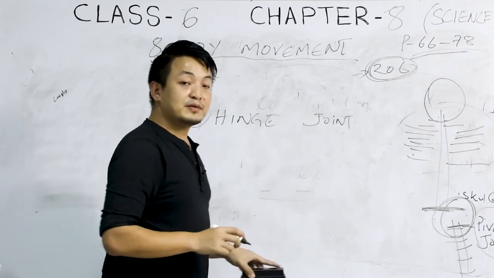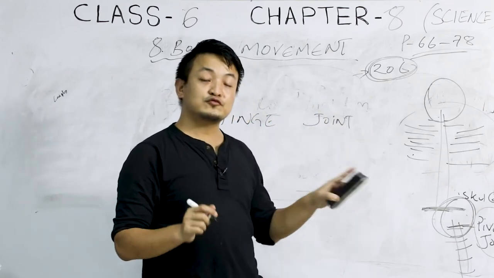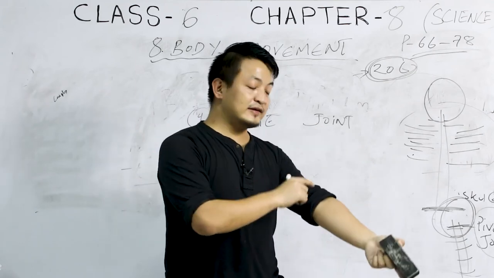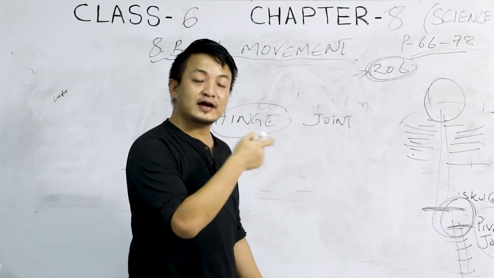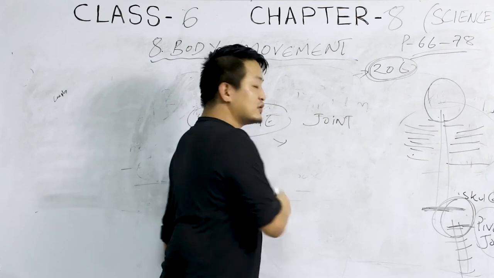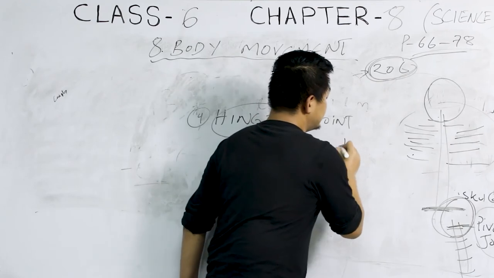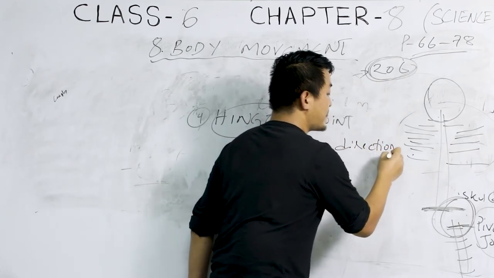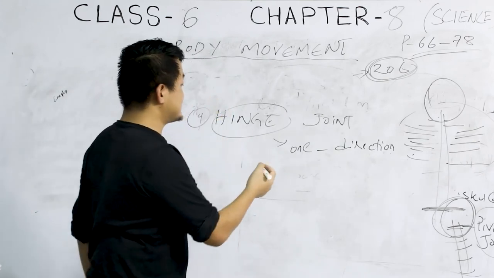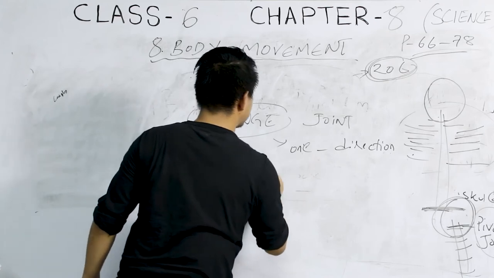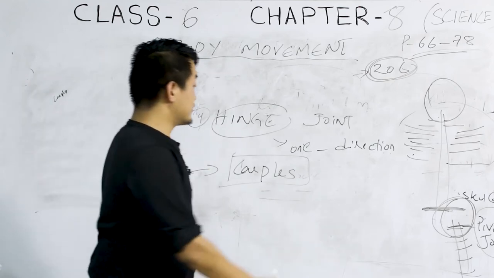So remember, in the forelimb and the hind limb, we have two types of joint: the ball and socket joint, and the hinge joint. This hinge is like the hinge that you have at the door. It allows movement in only one direction. Clear? Now our fingers are made up of a combination of bones known as carpals. So keep this in mind.